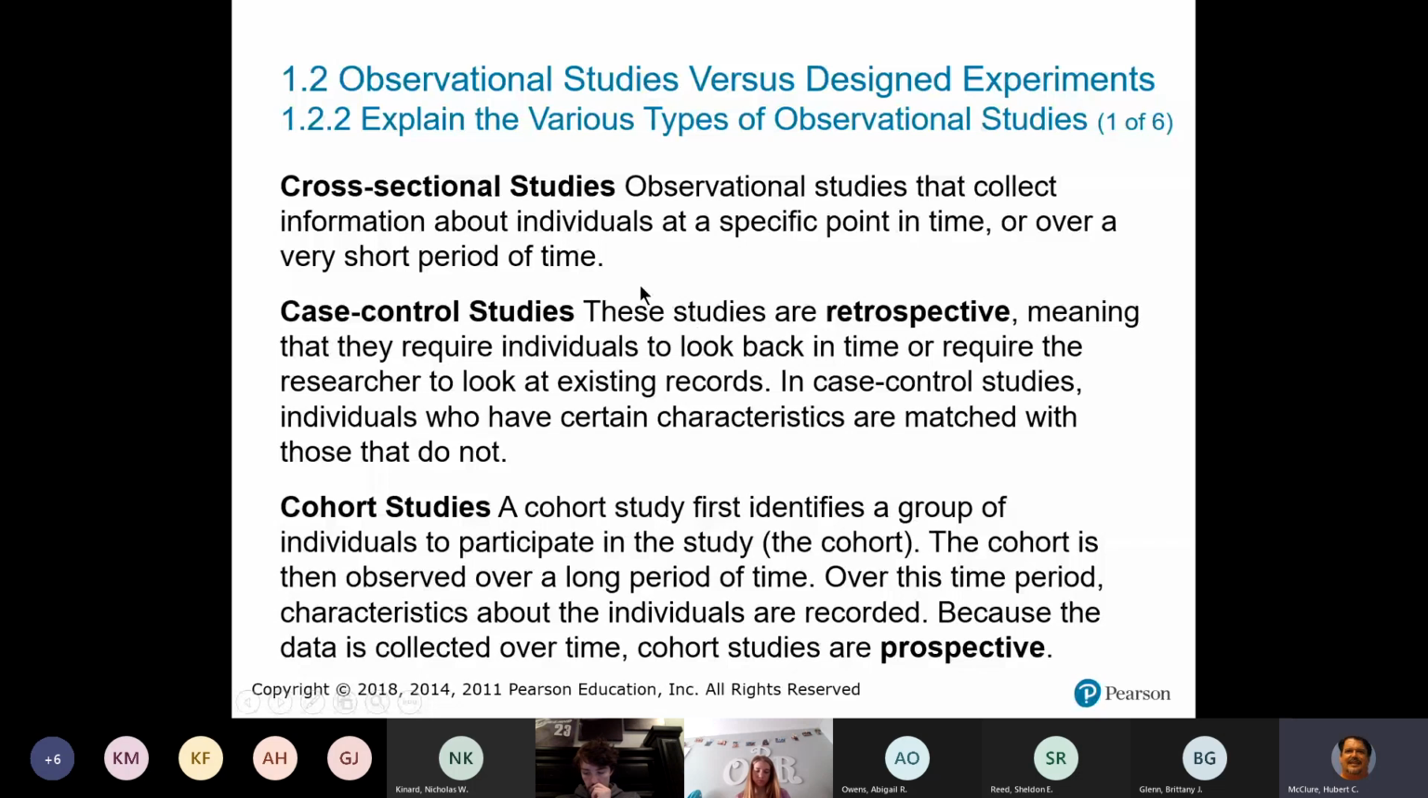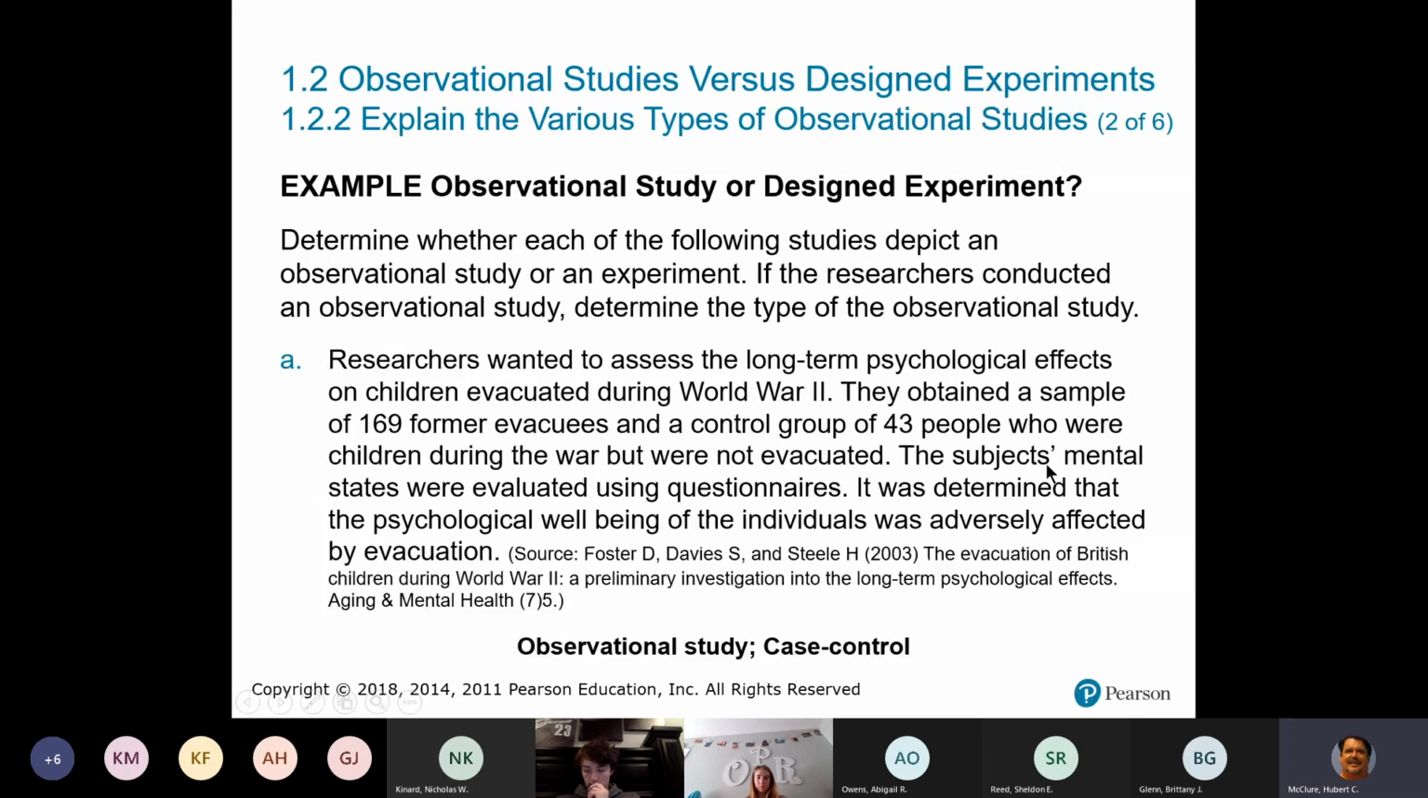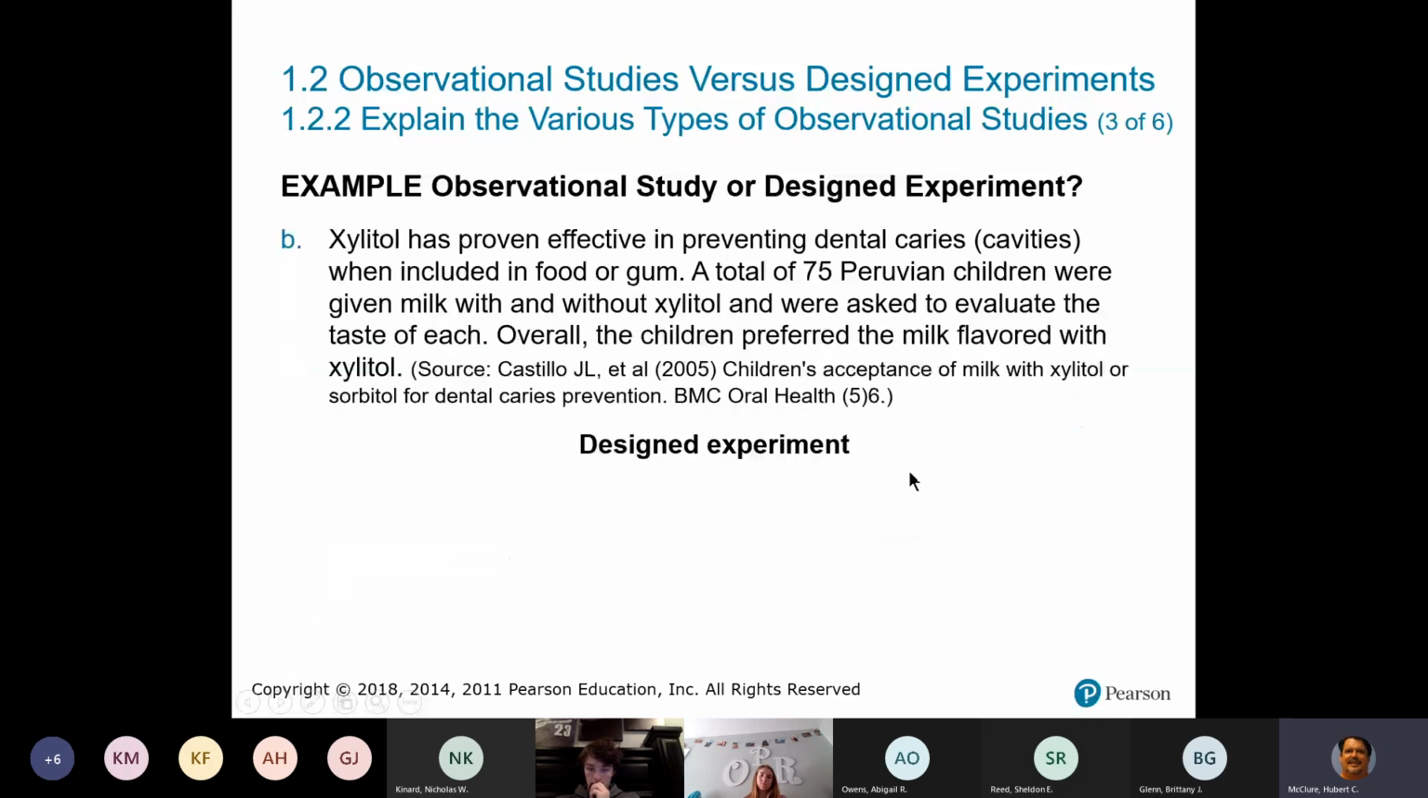The only thing I want you to get from this slide is cross-sectional studies versus retrospective studies. Retrospective is over a span of time in the past. Cross-sectional is a certain point in time. Okay. And I'm not going to go through all of these because I'm not going to test you a whole lot on those, so we're going to kind of skip through these.